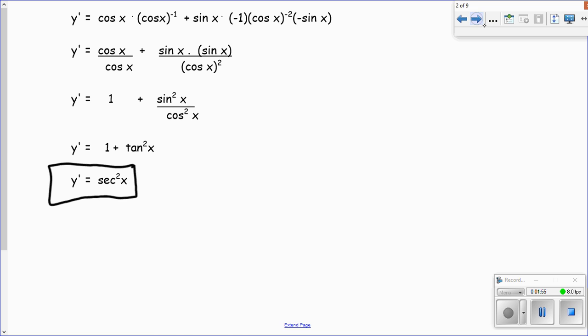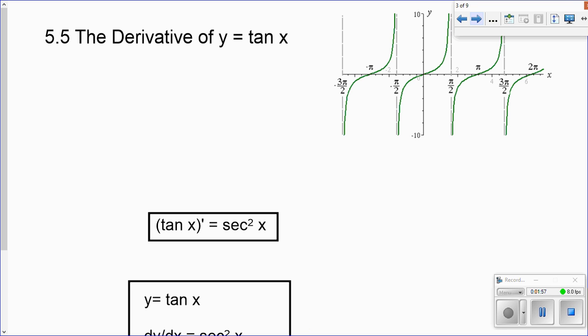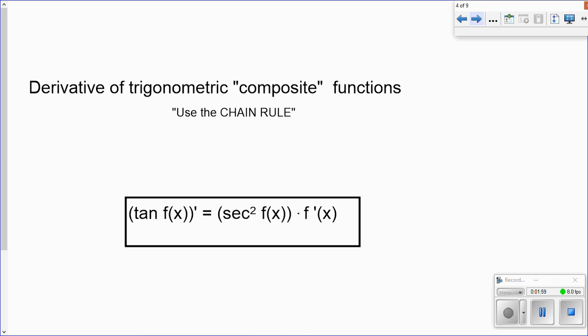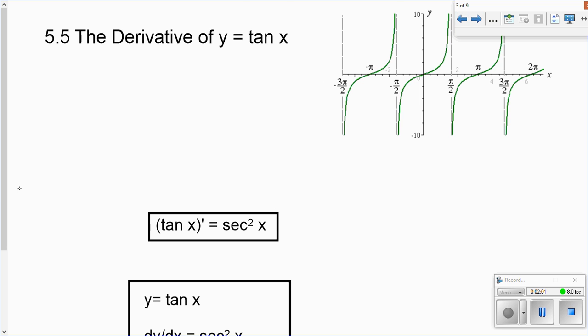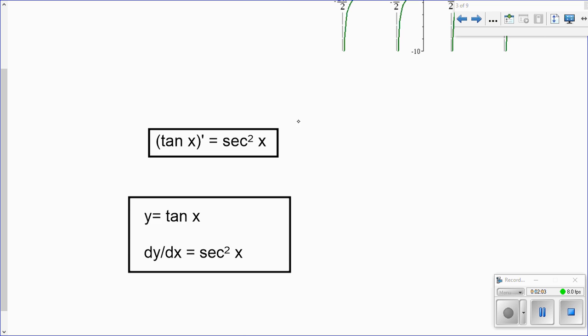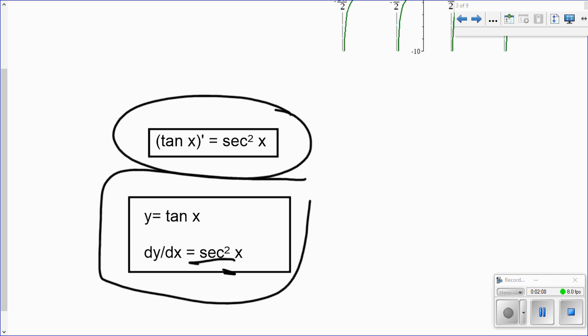Okay, this particular chapter is really short. So we are going to do just a couple of examples that focus on this. And this row basically, both of them are the same. Tan x prime is equal to secant squared x, or if y equals tan x, dy dx, so in Leibniz notation, is secant squared x.